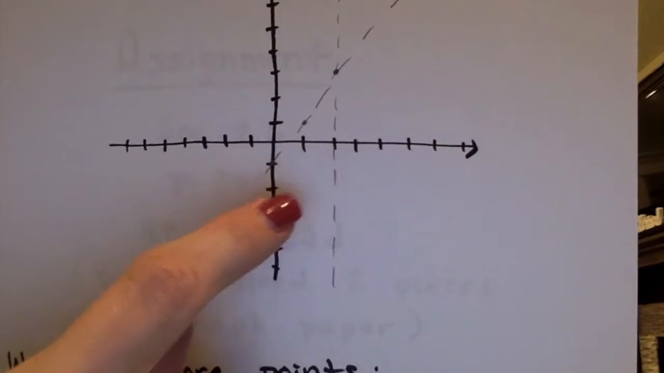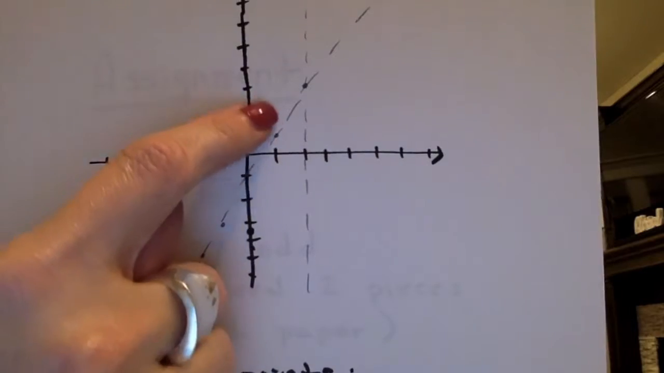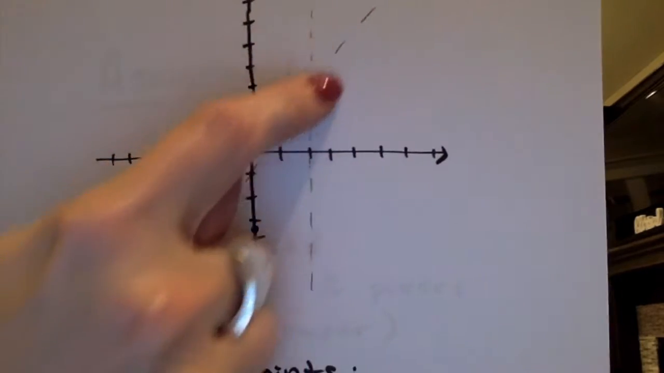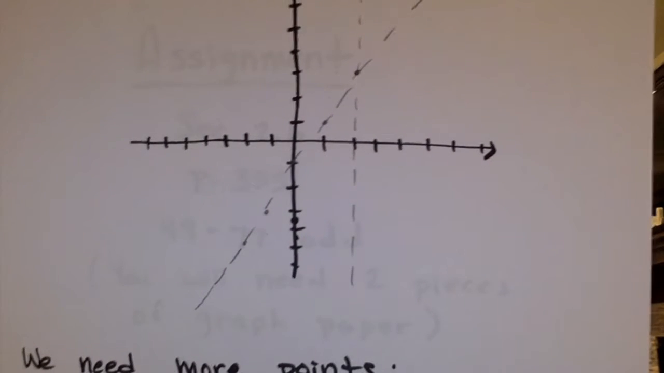Remember, y equals mx plus b. I started at the y-intercept, which was -1, up 2 over 1, up 2 over 1 to get some points and draw a nice slant asymptote. So that's all I know so far. But we're going to need some more points.